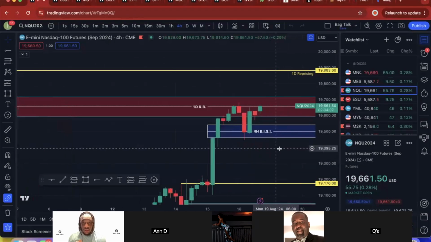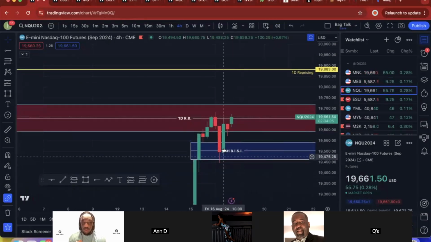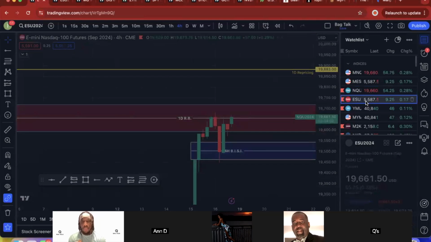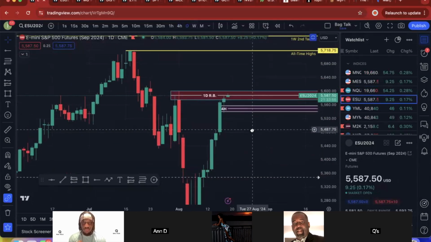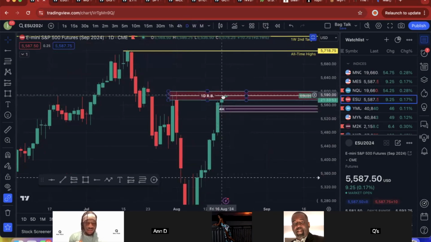But so that's NAS. We'll see how it plays off of the 4-hour bullish fair value gap. We'll talk it up there. ES is really the same analysis for real. It's pretty much doing the same thing.